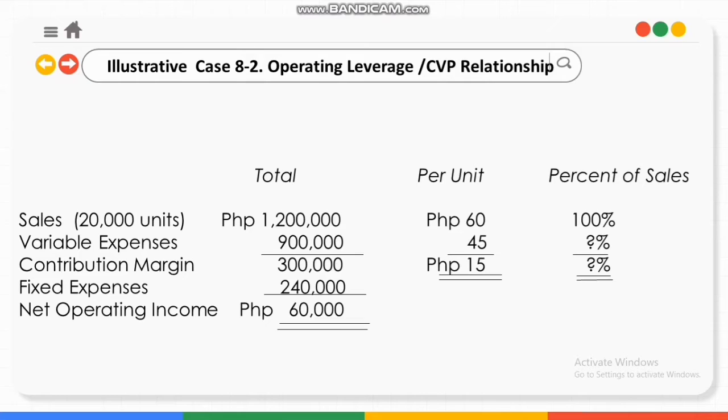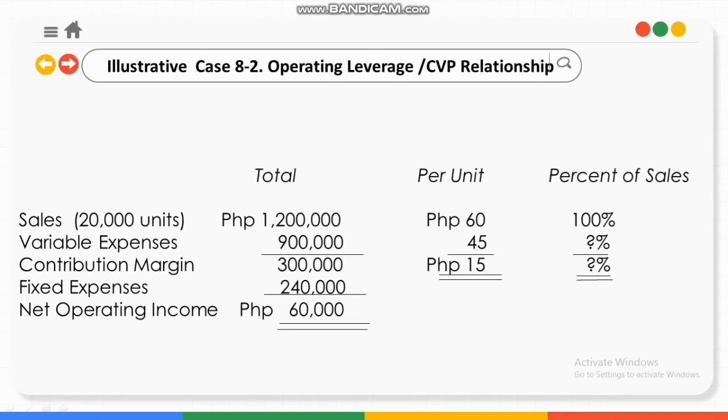So, illustrative case 8-2 operating leverage / CBP relationship. Voltar Company manufactures and sells a specialized cordless telephone for high electromagnetic radiation environments. The company's contribution format income statement for the most recent year is given below. So, ang sales ng Voltar Company with 20,000 units is 1,200,000 pesos. Ang variable expenses is 900,000 pesos.